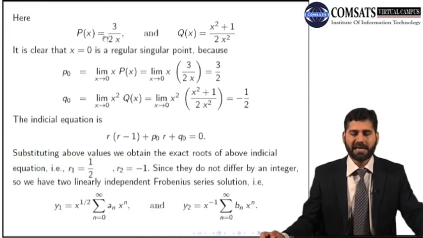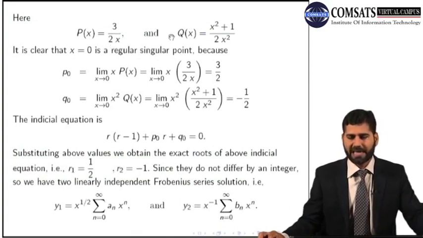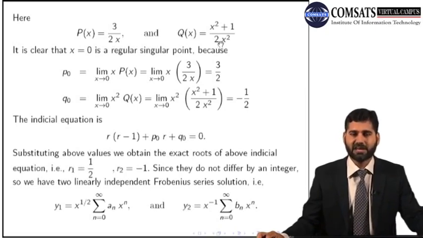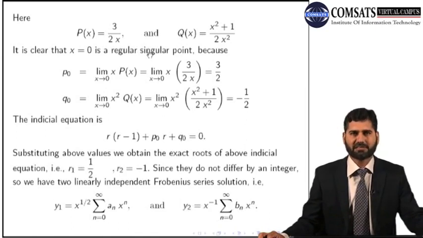All right? Here px is this, qx is this. But if I multiply px by x, it will give me 3 by 2, which is analytic. Constant function is always analytic. If I multiply by x square, again, in the denominator, I will be left with 2 only. It's again analytic. So both xpx and x square qx are analytic functions, hence x is equal to 0 is a regular singular point. If it is a regular singular point, it means I can apply the method of Frobenius.